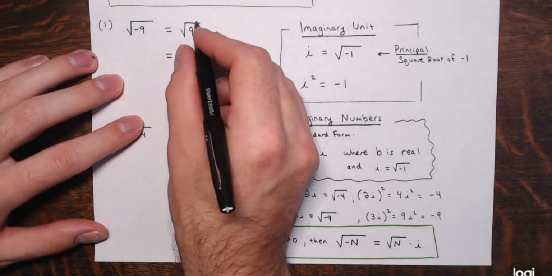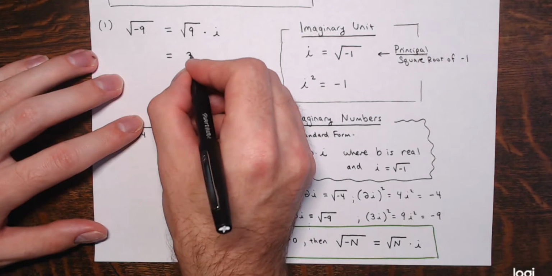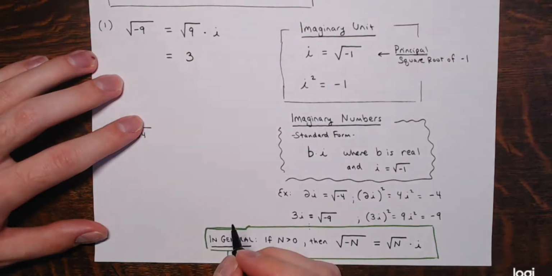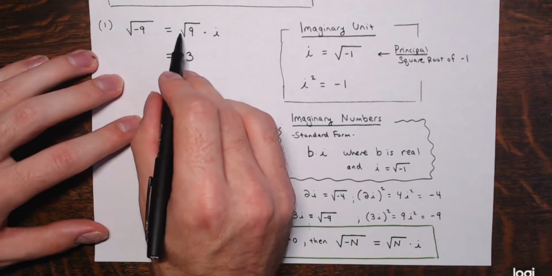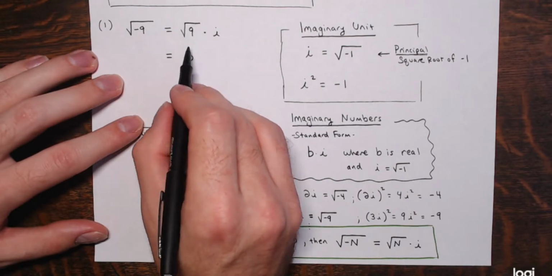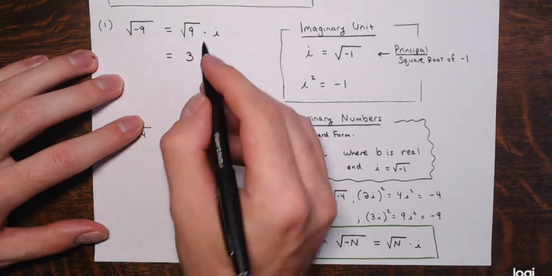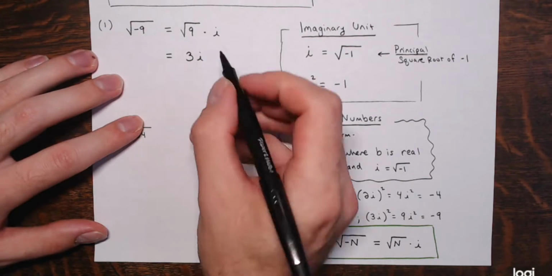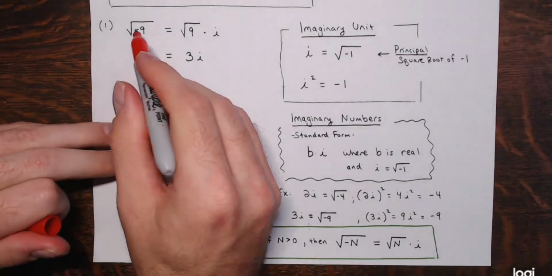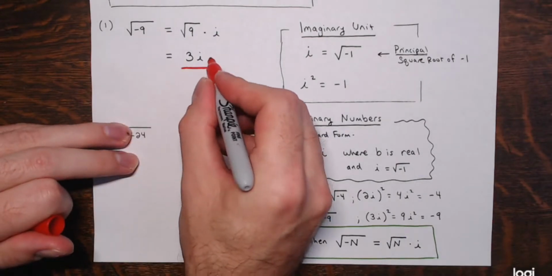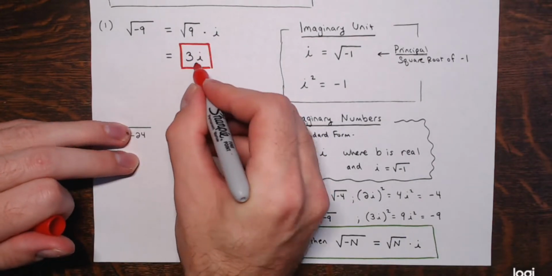The principal square root of 9 is +3. And again, I know that -3 squared is also 9, but once again, I'm going to say it. This symbol is asking you for the positive one. So 3 times i, or just 3i. And that's it. The square root of -9. Another way to express this number is 3i.